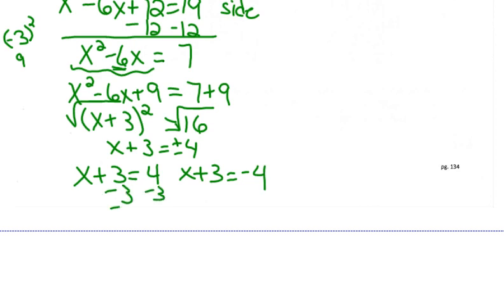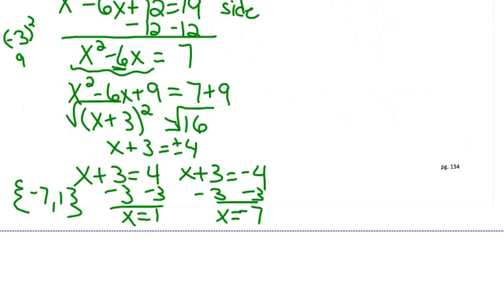Subtract your 3, x equals 1. Subtract your 3, x equals negative 7. So my answer, my solution, is negative 7 and 1.